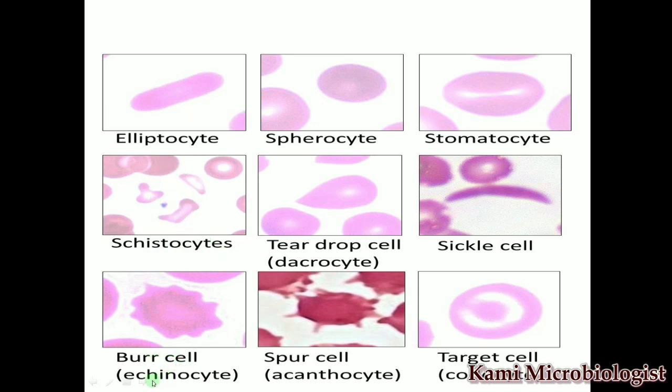These are the burr cells, or we can say echinocytes, meaning their outer surface is rough. These are the spur cells, which we call acanthocytes. Acanthocytes contain spikes, as you can see, on their outer surface, and these are the target cells, which we call codocytes.